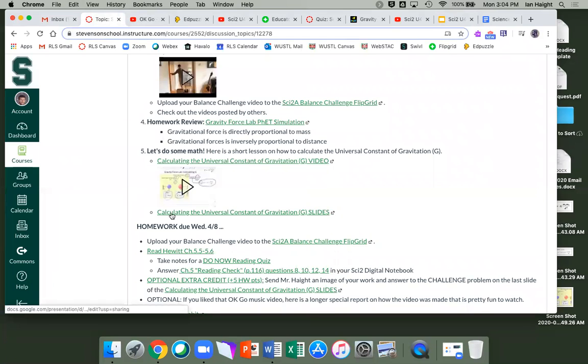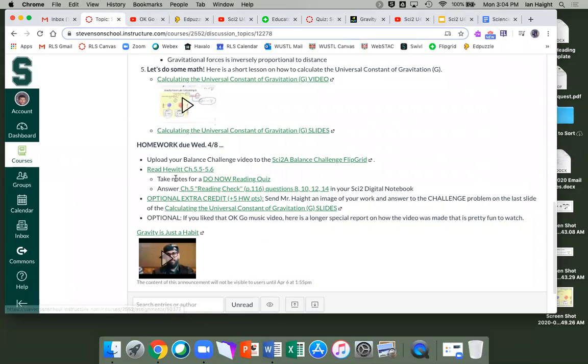The actual homework is on the very bottom here. I would like you to read Hewitt 5.5 through 5.6, which is going to go into balancing and how your ear senses balance, and also the value for G. So we'll continue to review this. Take notes for a short reading quiz. I would like you to answer questions 8, 10, 12, and 14 in those reading check questions on page 116. That's the only required homework.